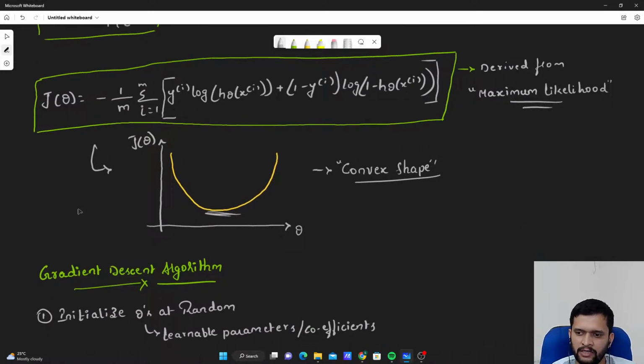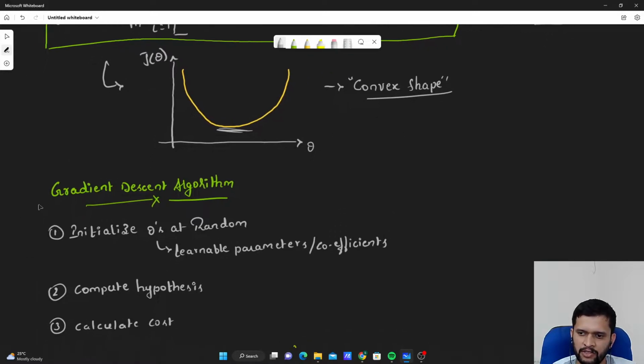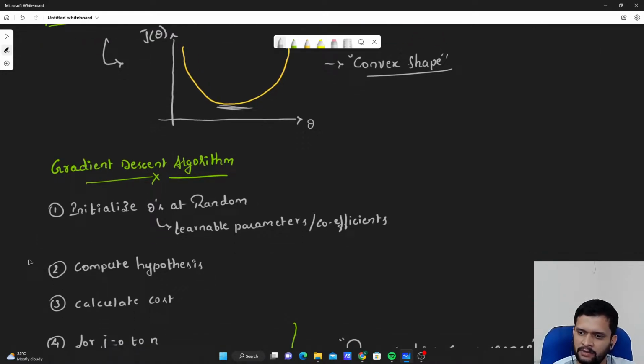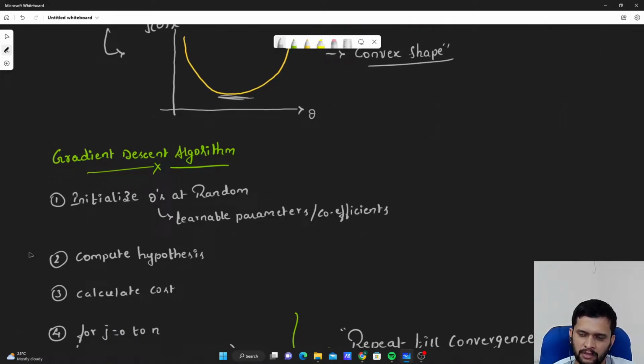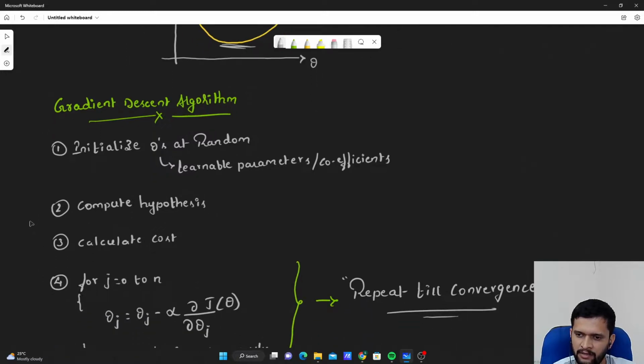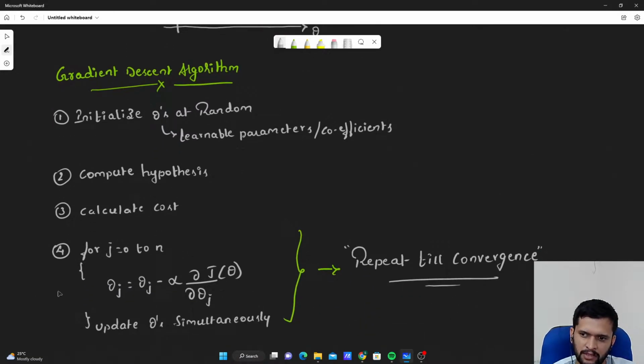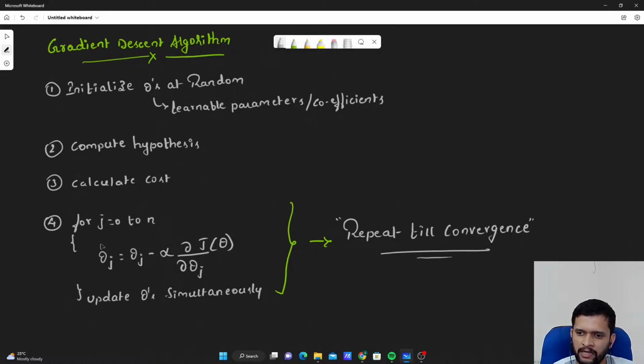The algorithm for gradient descent is as follows. First, we initialize the thetas at random. You can start by initializing them to 0. These are also called learnable parameters or coefficients. Then we compute the hypothesis. Then we calculate the cost function based on the hypothesis. And then for the parameters that we have to learn, where the number of parameters is equal to n, the number of features, we apply this rule to update the parameters: theta j is equal to theta j minus alpha into d by d theta j of J theta.